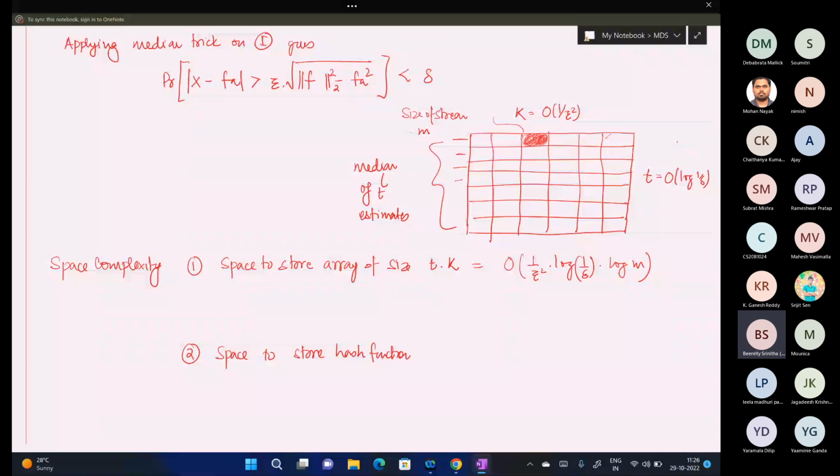And then space to store hash functions. We require T copies of the pair of hash functions G and H. To store hash functions G and H, we require log n bits, so order log 1 over delta times log n. Overall it is order 1 by epsilon square, log 1 by delta, times log m plus log n.